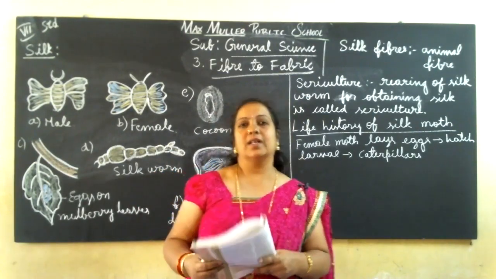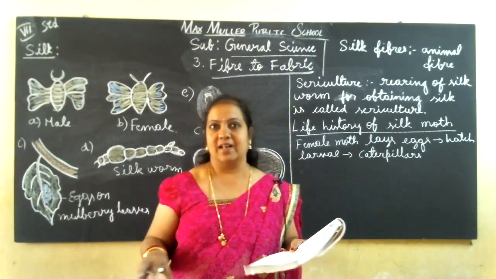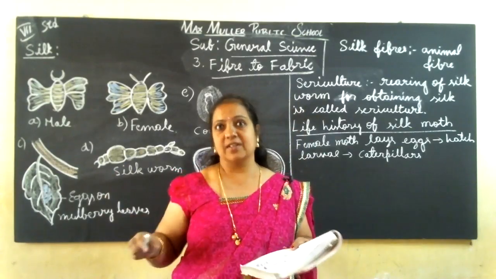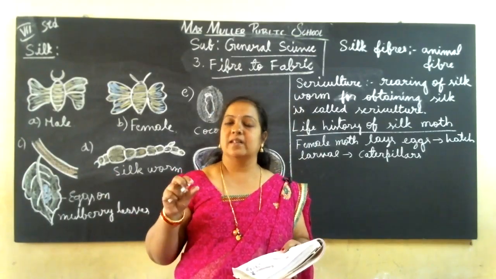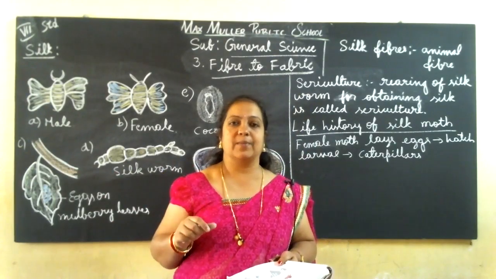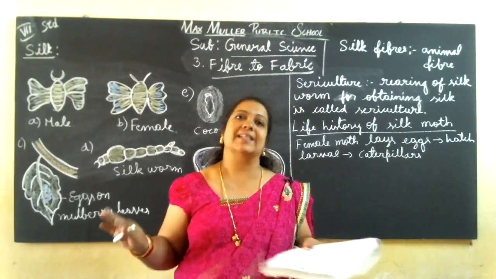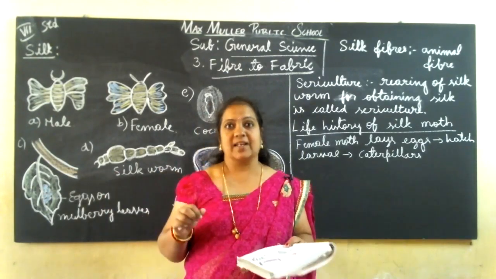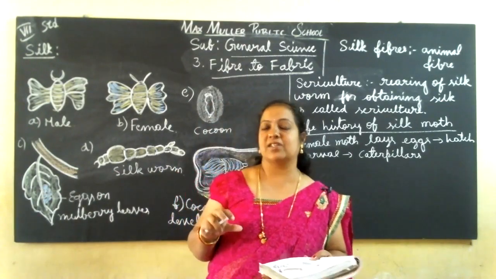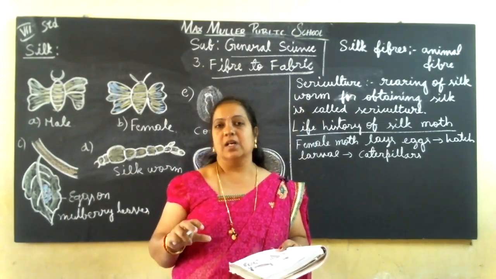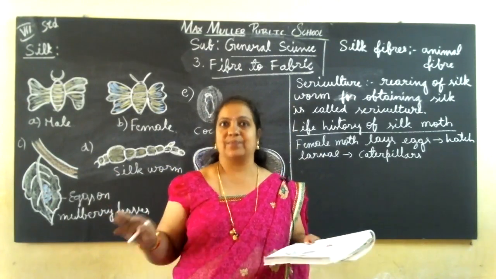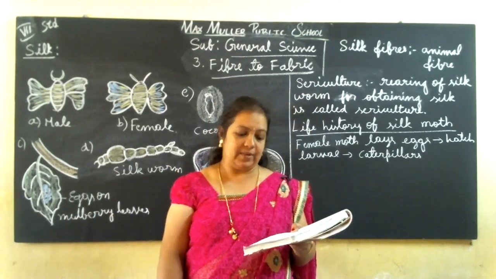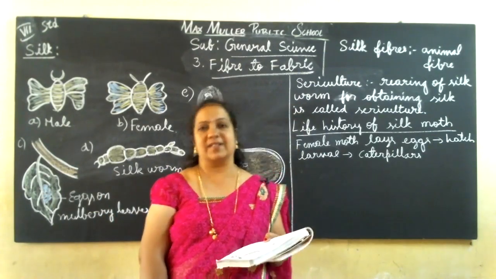Then next is sorting. Sorting means it will be separated. By seeing the length of the fiber, or by seeing the quality and texture of the fiber, it will be sorted. That means classification. Smaller, shorter, or very thick ones, like that they will see the quality, texture and length. By that they will classify the wool into different categories. That is sorting.